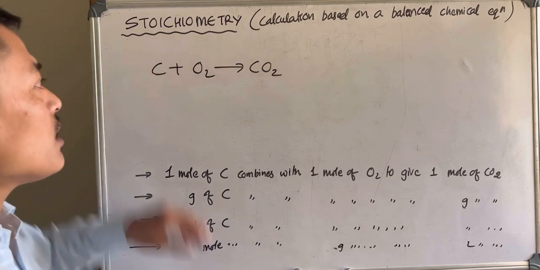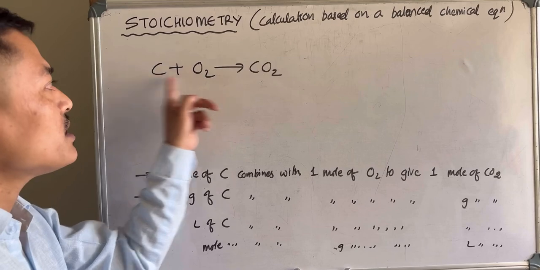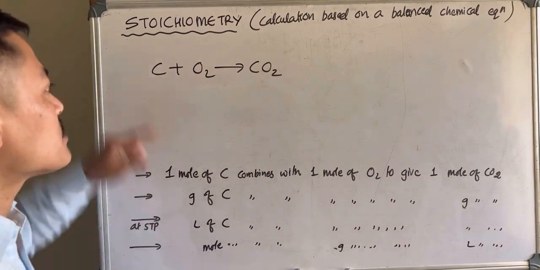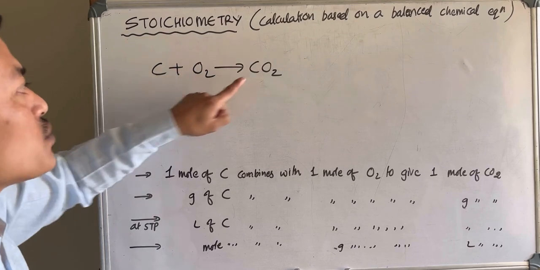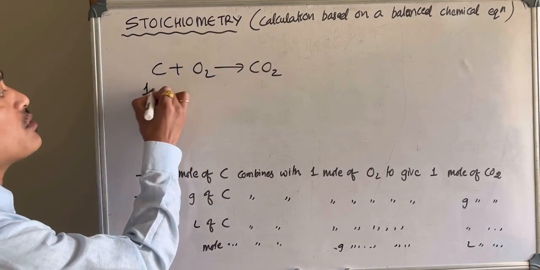Now since you are not using any numbers to balance the equation, if no numbers are written over here, it usually refers to 1. That means there is 1 carbon, 1 O2 and 1 CO2, and here 1 itself means it is 1 mole.